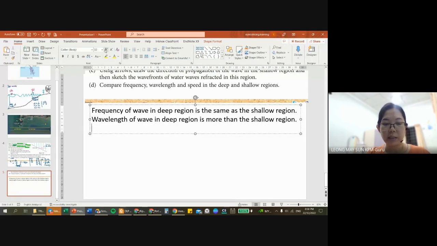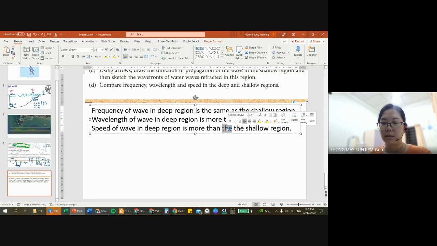And finally, speed. Speed of wave in deep region is more than the shallow region. So that is how you compare in physics. We use the words the same, more or less compared to the other side.